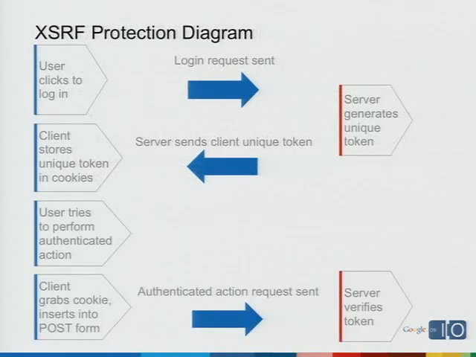Let's take a look at this diagram I created. In the playground, when a user clicks login, it's going to send the login request to the server. The server is then going to create a unique token. This unique token's then sent back to the client. The client immediately stores it in cookies, and whenever they try and perform an authenticated action again, they're going to grab those cookies, take that unique token, and put it in a post form to be sent off.